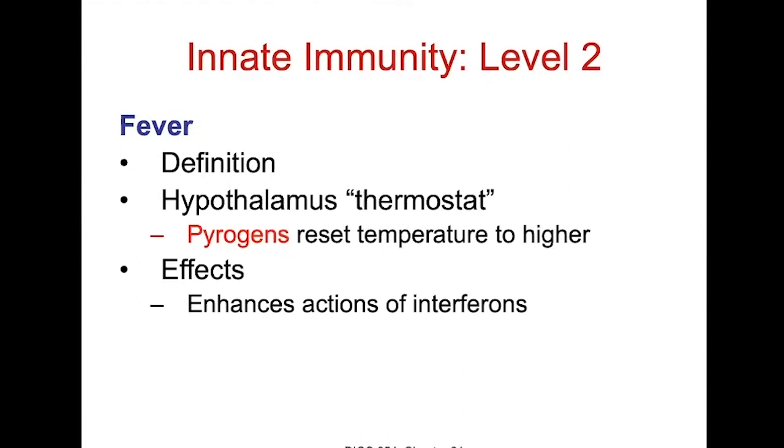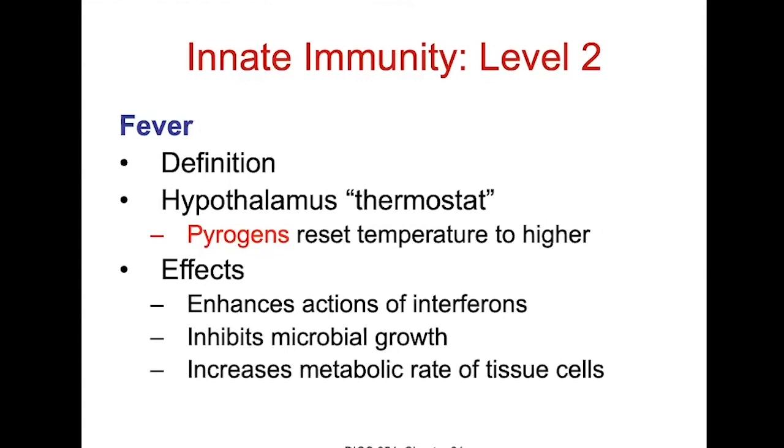So what are the effects of fever? It enhances the actions of interferons. Recall that interferons are going to be used against viruses. It also inhibits microbial growth. It's believed that it helps the liver sequester zinc and iron. So that means that it prevents the bacteria from having access to the zinc and iron, and bacteria need these minerals to grow. It also increases the metabolic rate of your tissue cells. This will help with the repair.